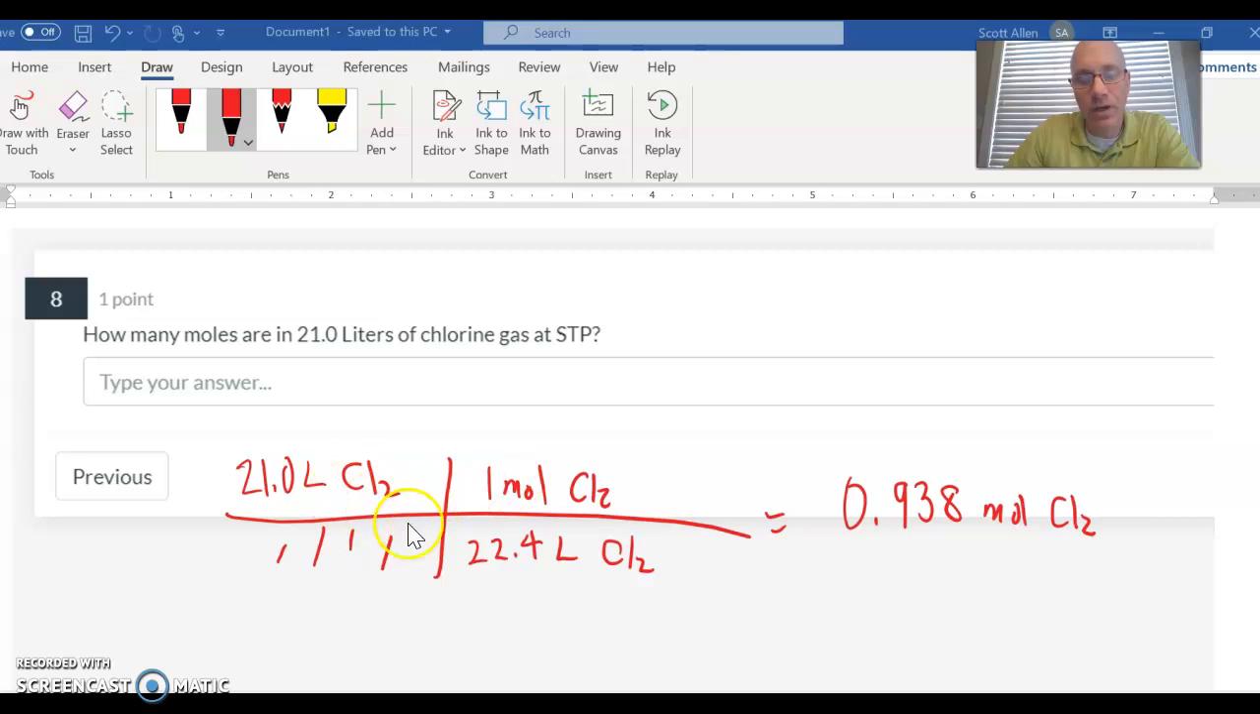This question right here is a one-step transformation. The one thing I'll point out is that since there are 3 significant figures in this right here, you compare these 2 numbers, both have 3 sig figs, so your answer should be in 3 sig figs.